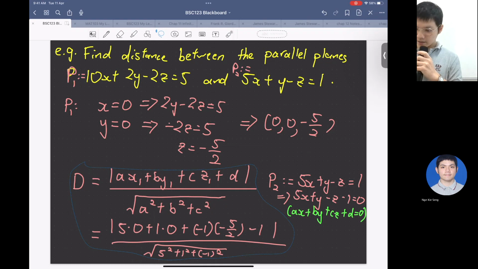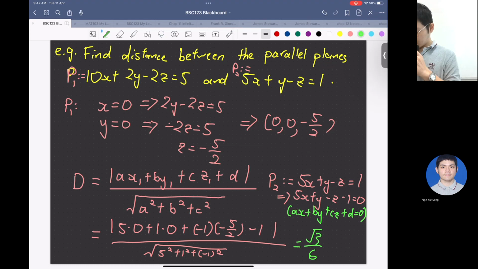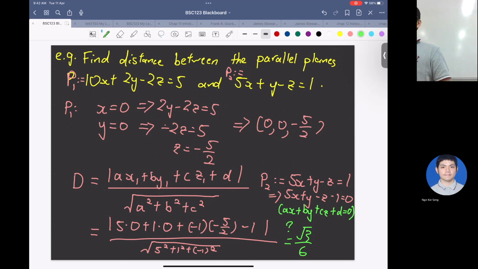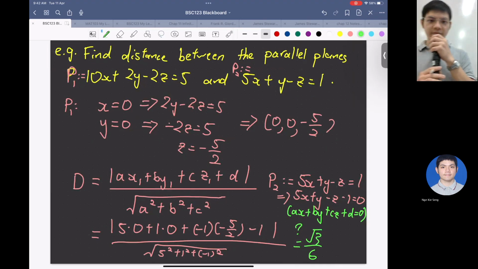So what's this whole thing here? Is it square root 3 over 6 or not? Check. Is it root 3 over 6? Yes, okay. Any question for this? Any problem for this question here?